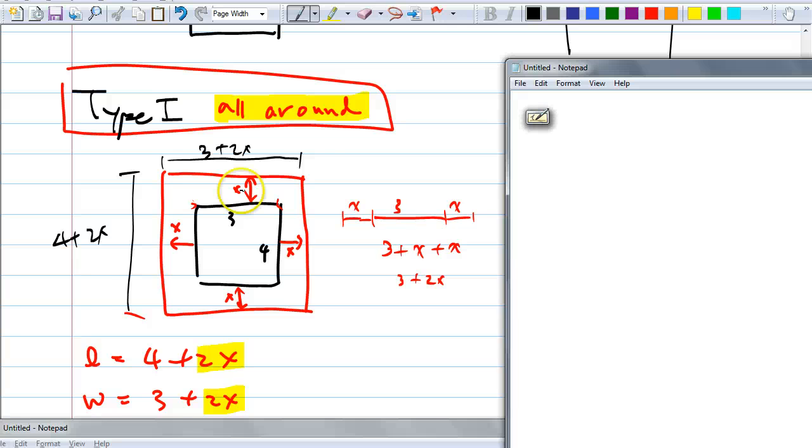When I say all around, you have to add on left and right, and also top and bottom. Does that make sense, guys? People mess up not because they don't know how to do the math, but because they misunderstand what they're talking about. Okay? There's actually another type where it's all around.